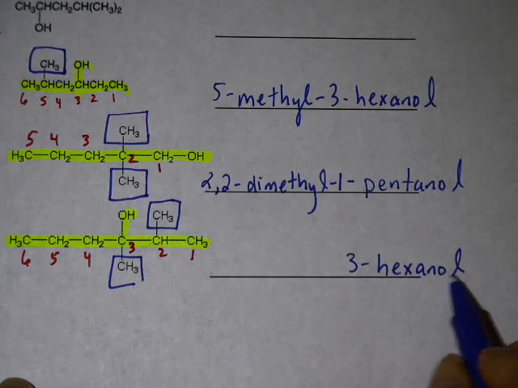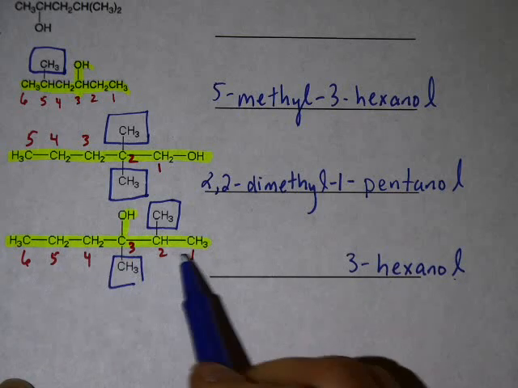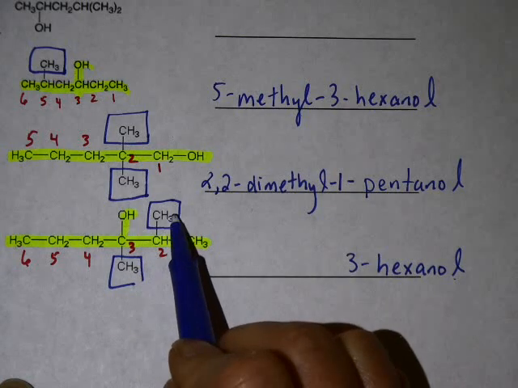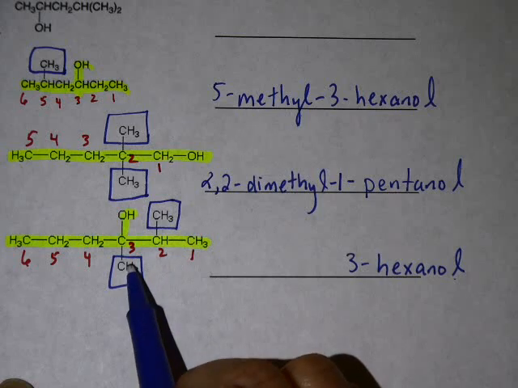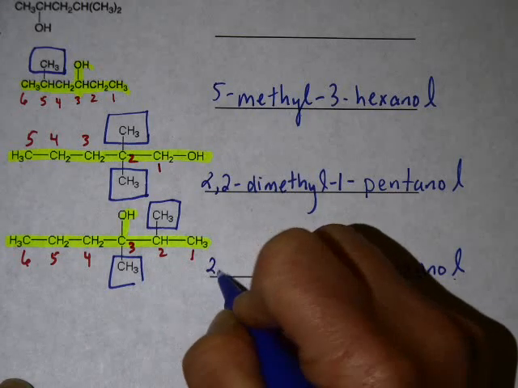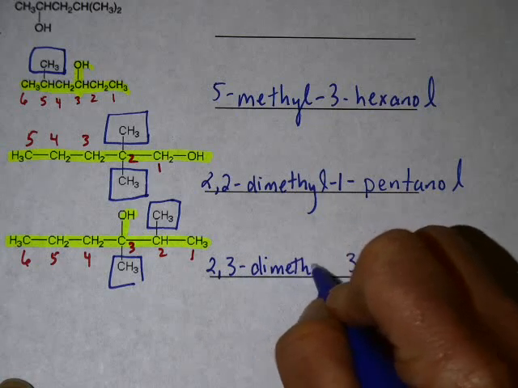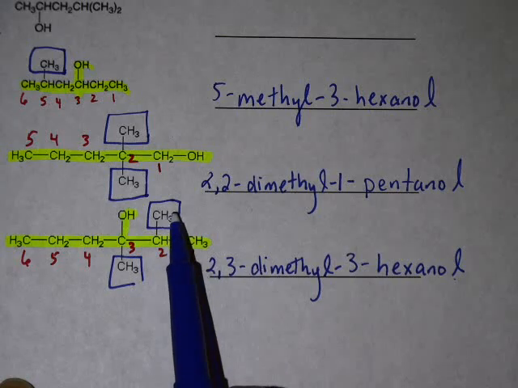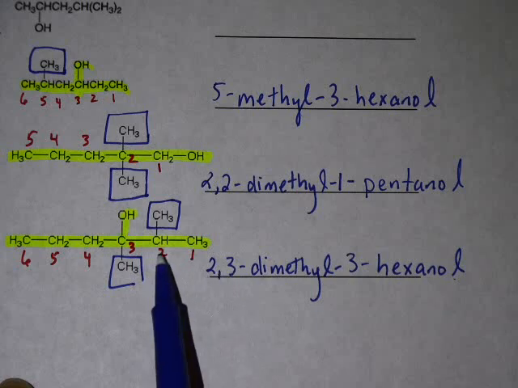OL for alcohol. Hex tells me there are 6 carbons in the longest chain. The 3 tells me where the OH group is. And then again, we have 2 methyl groups. One of them is on carbon 2, the other is on carbon 3. I would write that like this, 2,3-dimethyl, 3-hexanol. The di tells me I have 2 methyl groups. Each of them gets a number, carbon 2 and carbon 3.